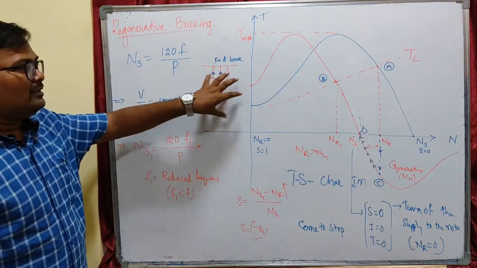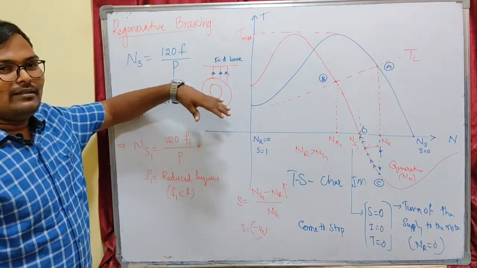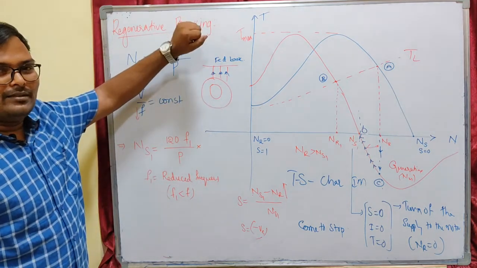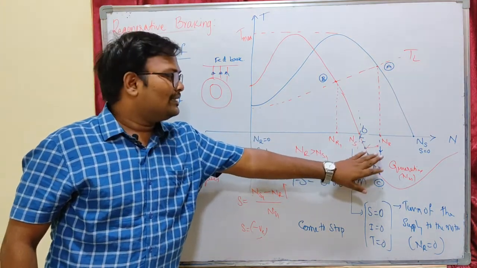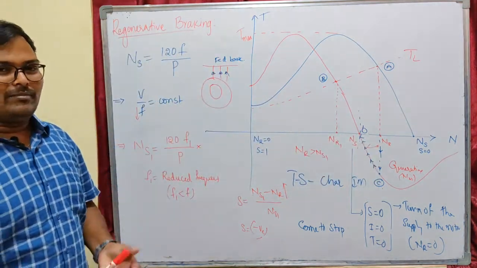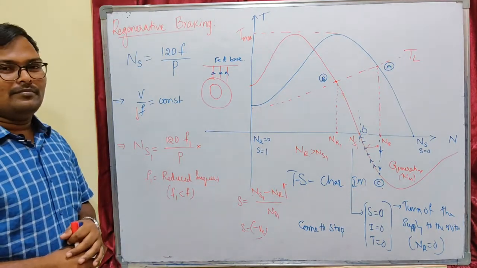Most of the trains and metros use this type of braking, so that while braking they can pump the power back to the supply. While braking, the machine is acting as a generator. That is the concept here: a generator delivers electrical energy back to the supply. So this is about regenerative braking. In the next class we will be dealing with plugging.